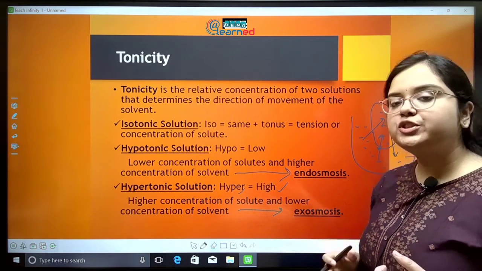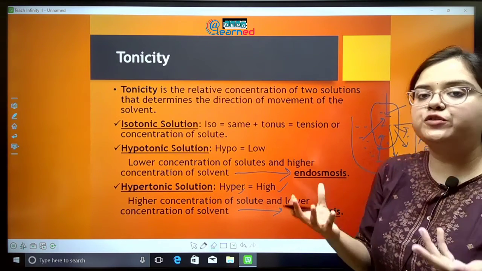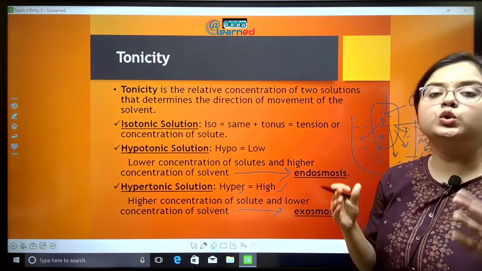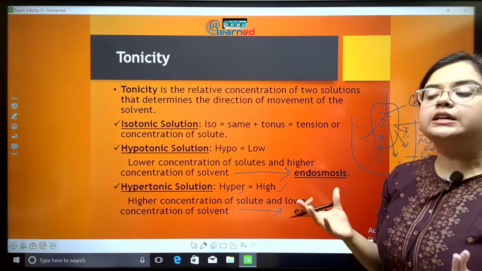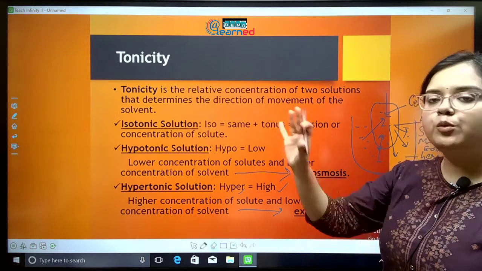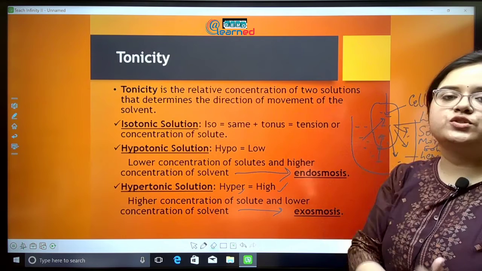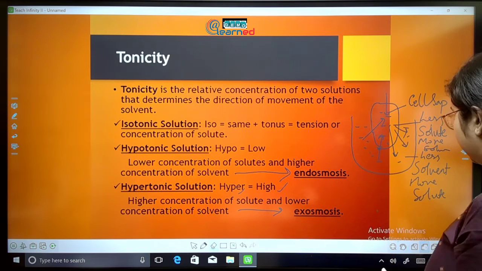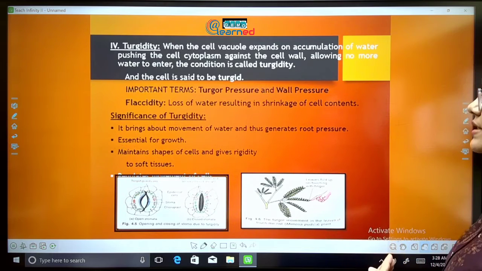Or in a hypertonic solution, where the medium contains more solute, in that case what will happen? The cell will lose water. And if the concentration of the medium and the cell are the same, then there is no movement of water, that is an isotonic solution. So, this is your concept. We have almost reached the end of the class.